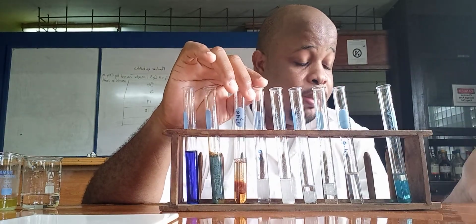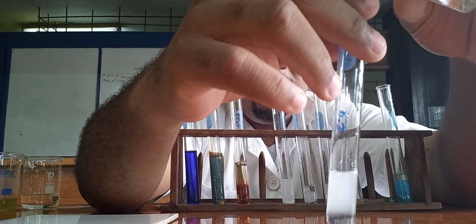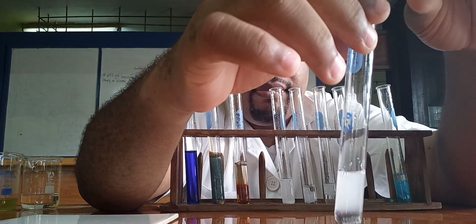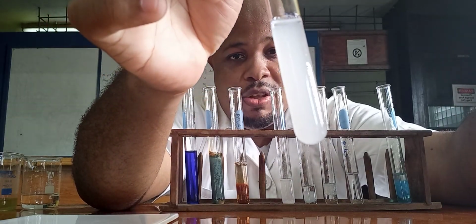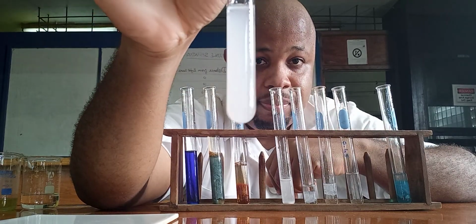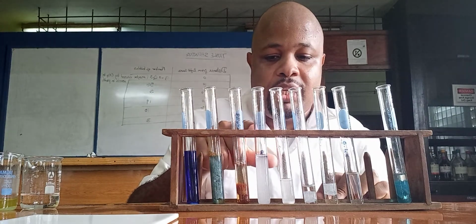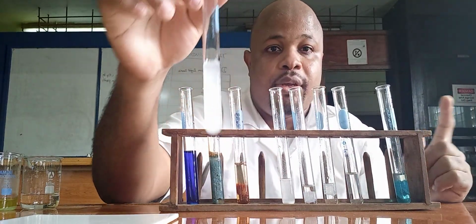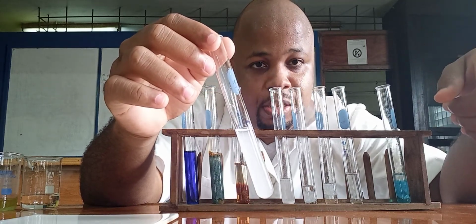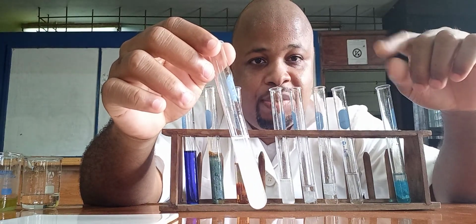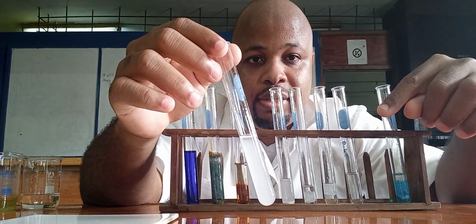Then magnesium. Yeah, this is magnesium. Alright, clearly it doesn't become colorless. The precipitate is still there. And remember with magnesium, with sodium hydroxide it was insoluble. So magnesium is insoluble in both sodium hydroxide and aqueous ammonia.